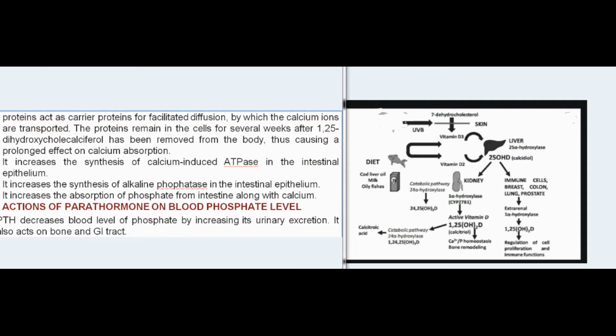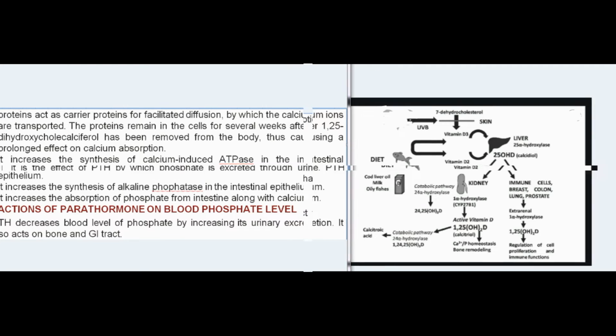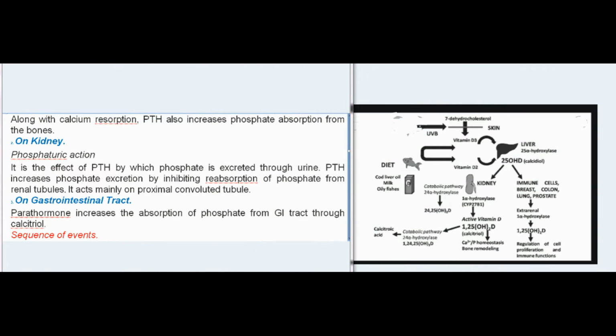Actions of parathormone on blood phosphate level. PTH decreases blood level of phosphate by increasing its urinary excretion. It also acts on bone and GI tract. On bone. Along with calcium resorption, PTH also increases phosphate absorption from the bones. On kidney.